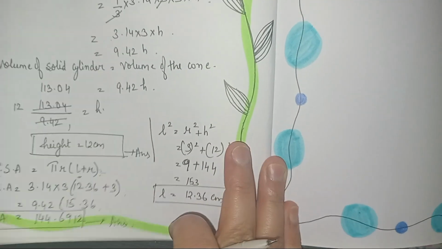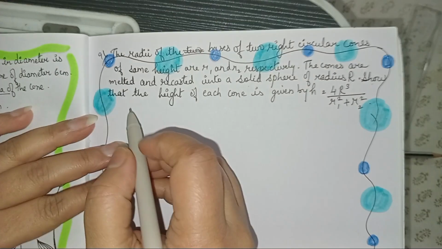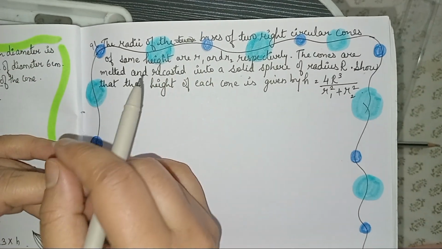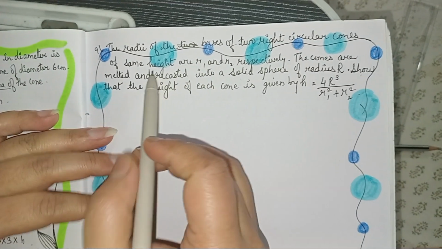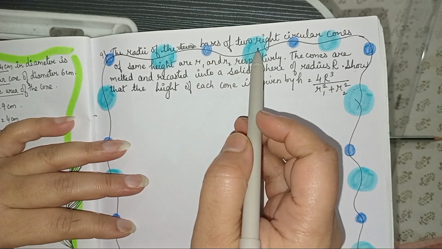Coming on to the 9th sum. This sum is again a comparison of volumes, okay? So let's start with it. The radii of the two bases of two circles.